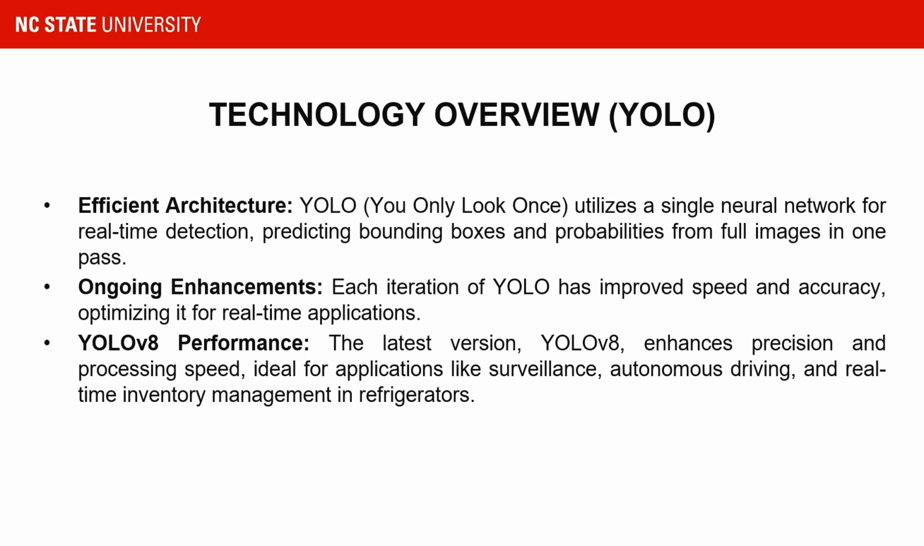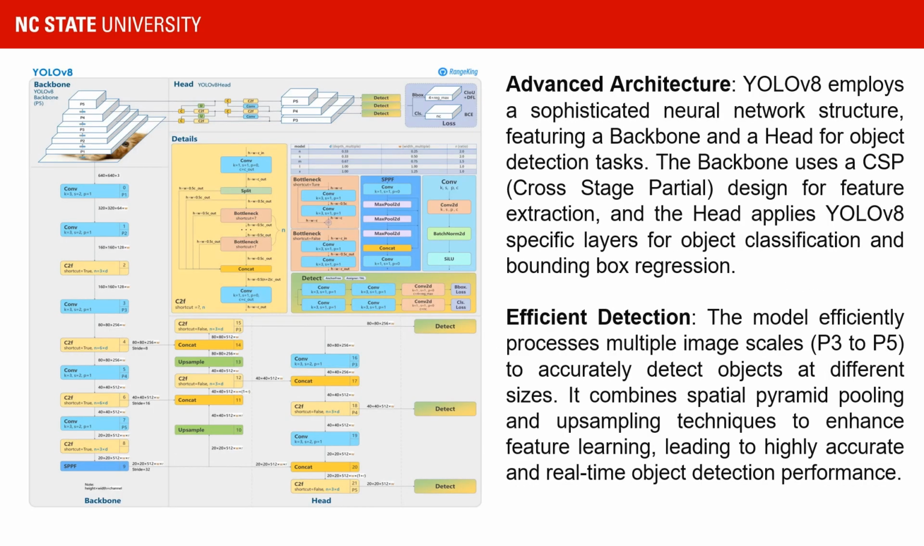The YOLO model utilizes a single neural network for real-time detection, predicting bounding boxes and probabilities from full images in one pass. The YOLO model has been continually improved since its original release in 2015. The latest version, YOLO V8, makes notable improvements for the model's ability to generalize on new datasets by the removal of anchor boxes. Here's a diagram of the YOLO V8's architecture. Please take a moment to pause and review the model.